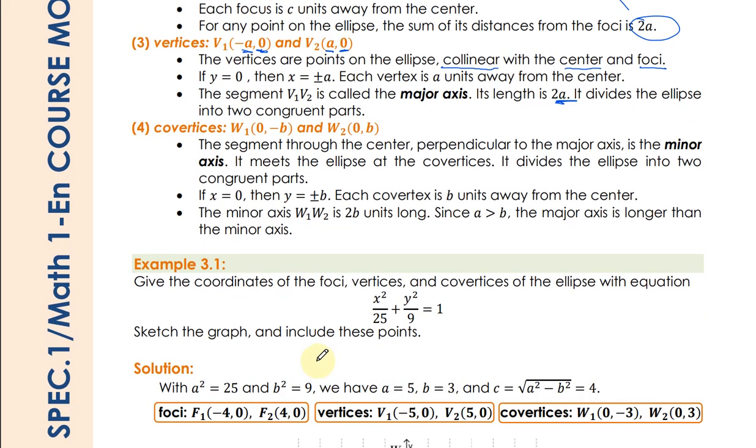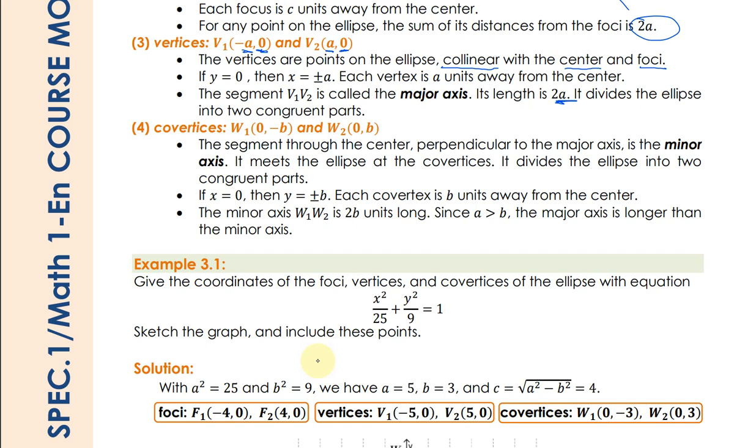So let's have an example. So na siya paggamit kung magipang discuss. So example, give the coordinates of the foci, meaning the focus 1 and focus 2, the vertices, so V1, V2, co-vertices, so that is W1, W2 of the ellipse with the equation x squared over 25 plus y squared over 9 is equal to 1. Then you are asked to sketch the graph and include the points, no? Kung sa itong mga gipangita, imo po daw itong ibutang sa imuhang graph.